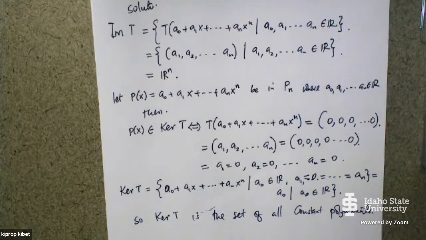We know that the kernel of T is equal to the transformation. And we say that the transformation is equal to a1, a2, up to an, and these are equal to 0, 0, 0. So therefore, a1 up to an are zeros. But the one which is not equal to 0 is the constant. All these are zeros. So therefore, the kernel is the set of all constants.